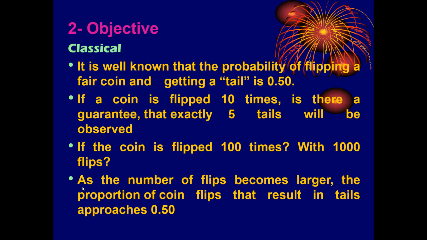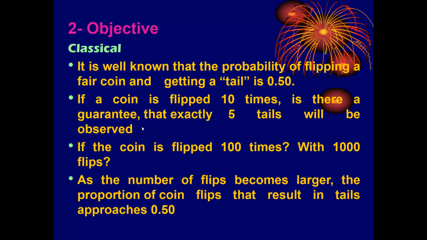I said, it is well known that the probability of flipping a fair coin, of course, is 0.5. Somebody said, is this the law of large numbers? You are right. Good job. Send a message to me for extra credit. Good job. So if a coin is flipped 10 times, is there a guarantee that exactly 5 tails will be observed?